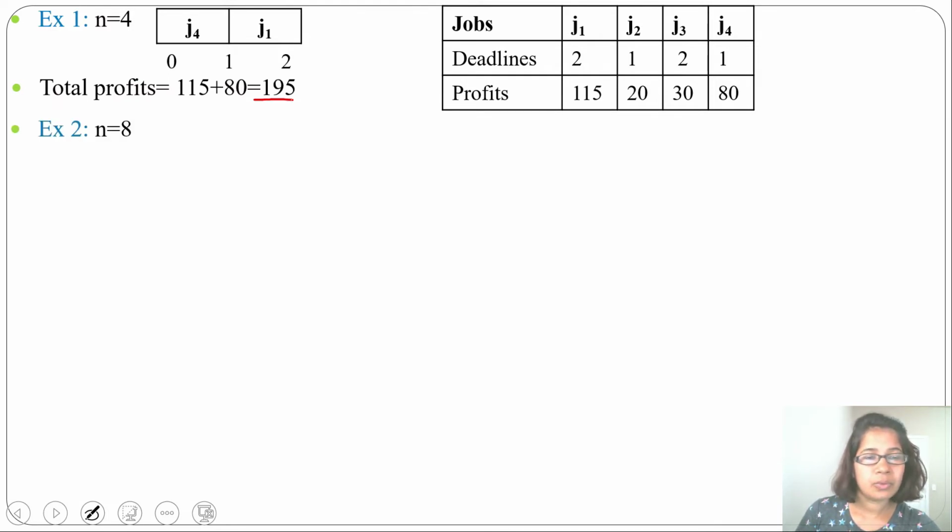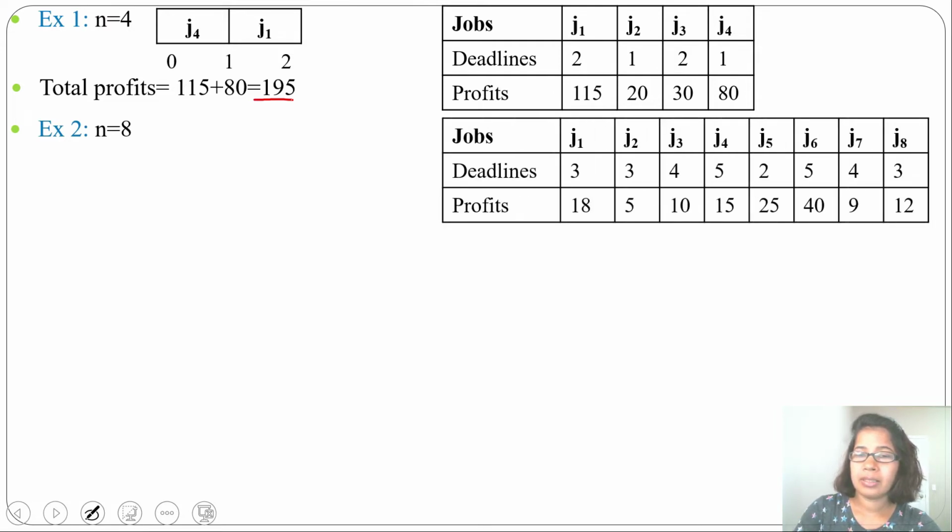Next, example 2. Let n equal 8. 8 jobs are there. These are jobs followed by deadline and profits. Let us first write according to decreasing order of their profit. Highest profit is 40, I'll write 1 here. Next profit is 25, I'll write 2. Next profit is 18, I'll write 3. Next profit is 15, I'll write 4. Next 12, so 5, 10, I'll write 6. Next 9, I'll write 7 here, I'll write 8 here.